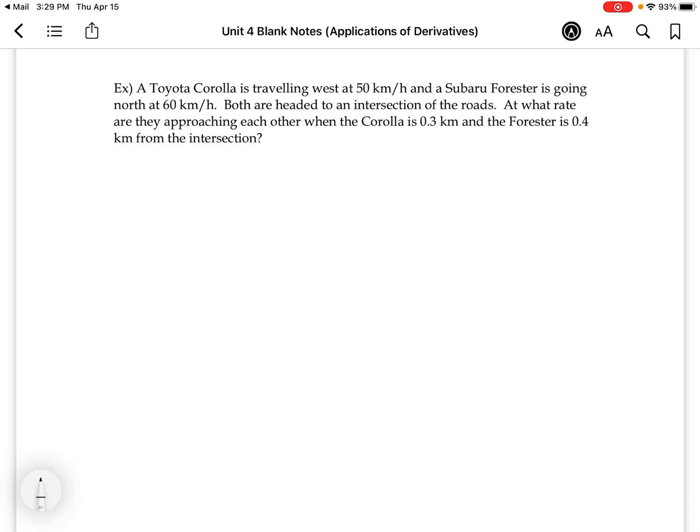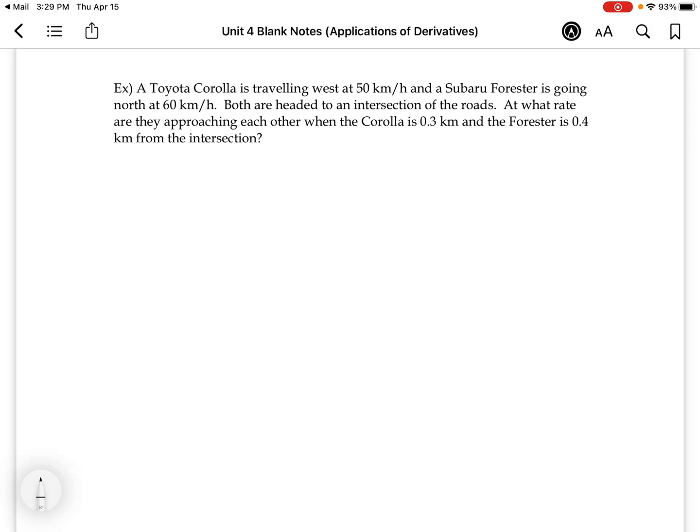A Toyota Corolla is traveling west at 50 kilometers per hour and a Subaru Forester is going north at 60 kilometers per hour. Both are headed to an intersection of the roads. At what rate are they approaching each other when the Corolla is 0.3 kilometers and the Forester is 0.4 kilometers from the intersection?